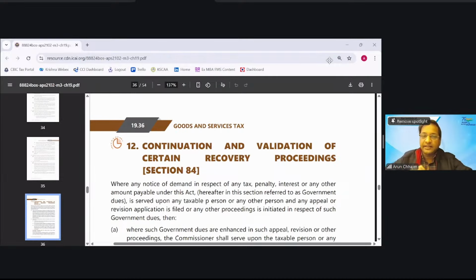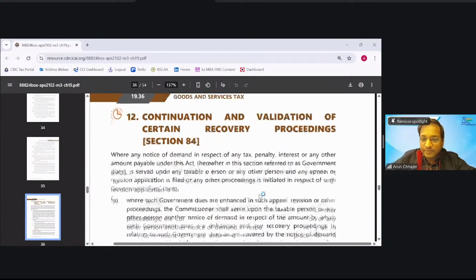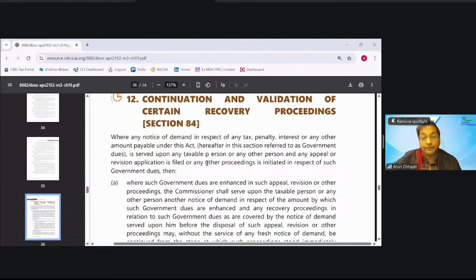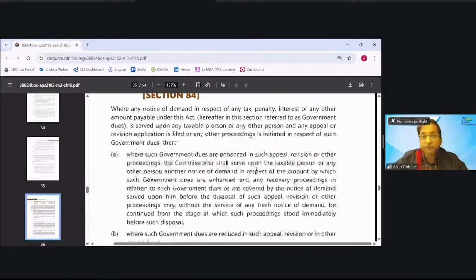Continuation and validation of certain recovery proceedings: where any notice of demand in respect of any tax, interest, penalty, or any other amount payable under this Act, hereinafter in this section referred to as government dues, is served upon any taxable person or any other person and any appeal or revision is filed. Try to understand. Where any notice in respect of tax, interest, penalty is served, ठीक है, and any appeal और रिवीजन. क्या है अपील और क्या है रिवीजन? That is our next chapter, next classes के ऊपर. ठीक है. Is filed and any other proceeding is initiated in respect of the government dues, then what?